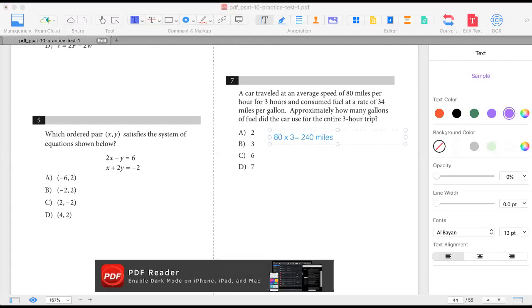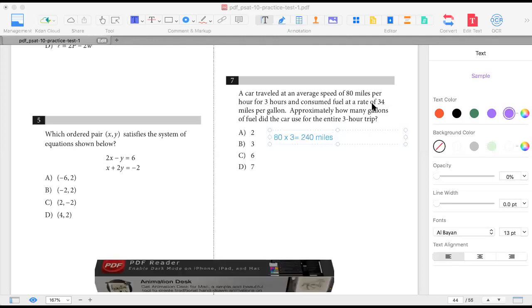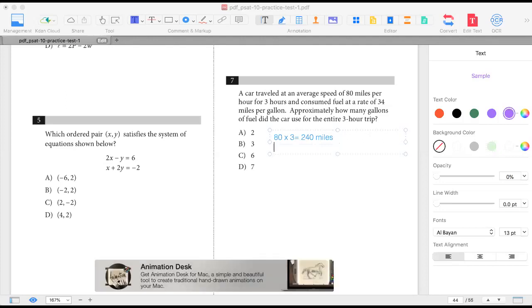Okay, the car consumed fuel at a rate of 34 miles per gallon. So the car used 240 over 34 gallons of fuel. So I'm going to divide 240 by 34, and it's going to be 7. So the correct answer will be D. Okay, next.